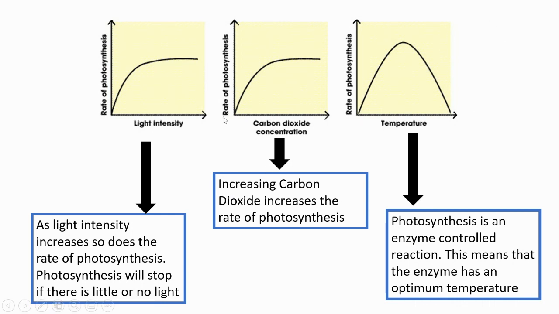Now temperature is a bit different to these two because it's not used in photosynthesis, but it is very important when controlling photosynthesis. So photosynthesis is an enzyme-controlled reaction. So this means that it has an optimum temperature to work at. As you increase the temperature, so does the rate of photosynthesis until you get to the optimum temperature. This is the temperature when the enzyme is working as fast as it can and as productively as it can. Once you go past the optimum temperature, the rate then starts to decrease until it no longer works because it's been denatured. So that is how temperature impacts photosynthesis.